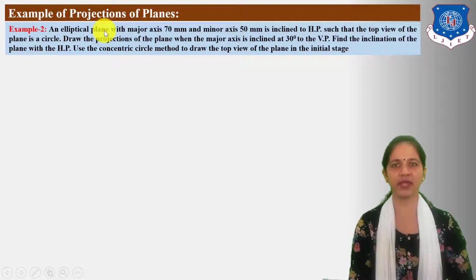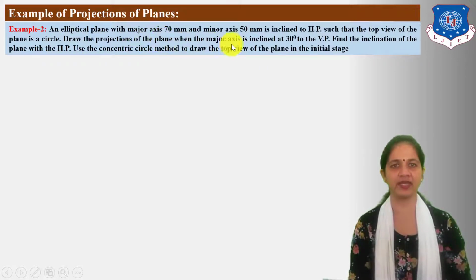An elliptical plane with major axis 70 mm and minor axis 50 mm is inclined to HP such that the top view of the plane is a circle. Draw the projections of the plane when the major axis is inclined at 30° to the VP. Find the inclination of the plane with the HP. Use the concentric circle method to draw the top view of the plane in the initial stage.